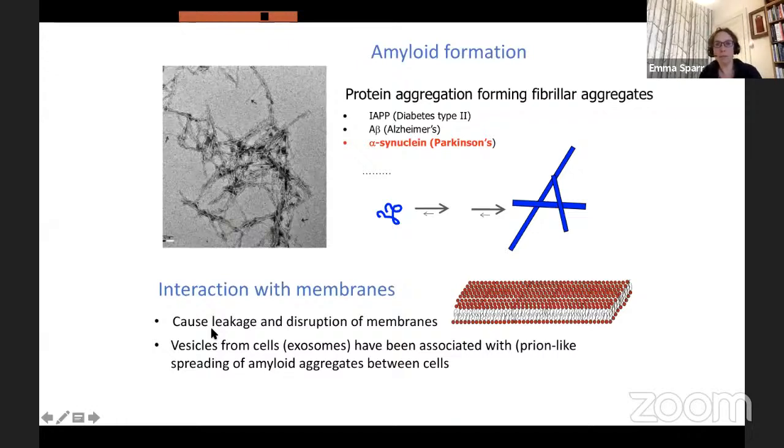Amyloid formation, as you probably know, is an aggregation process, the formation of fibrillar aggregates by proteins that have a characteristic structure, containing beta sheets and so on. This phenomenon can basically occur for any protein if they are put in a condition where they are not completely happy.